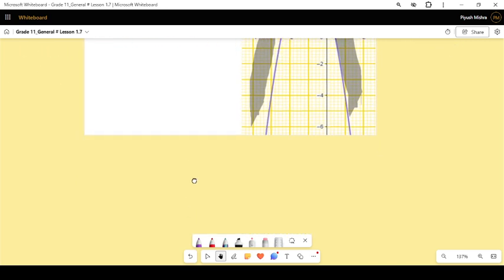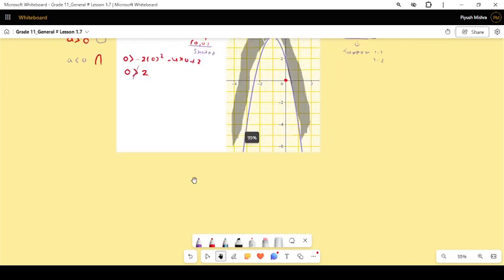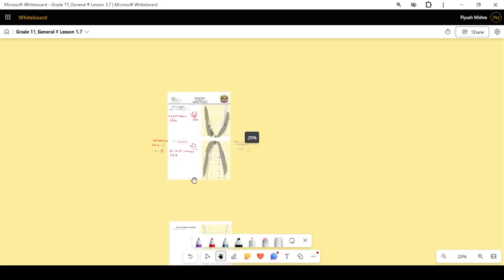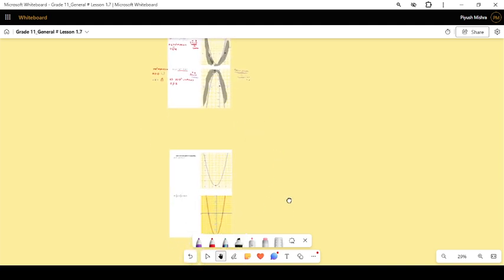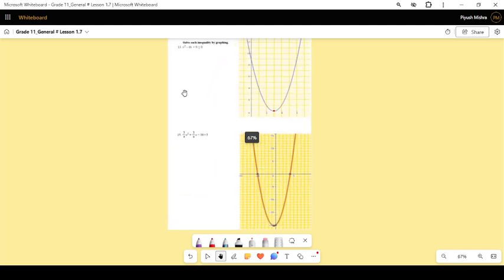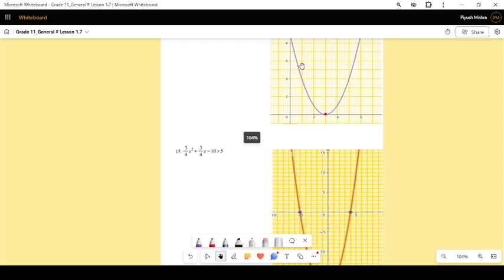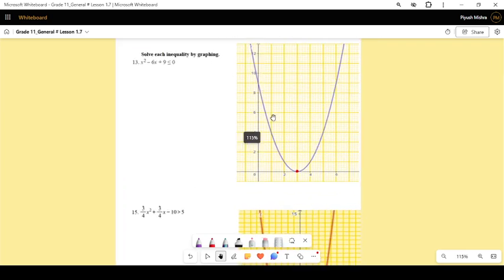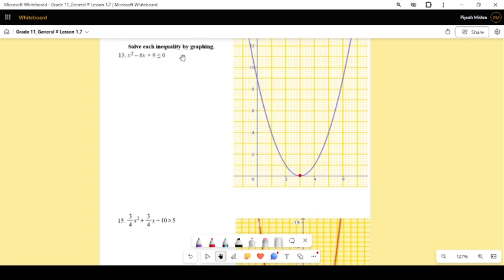Have a look. Just give me a minute. So in the next question, how are we going to do it? This time it is telling us to solve. We have to do not only the graph but also solve. The graph I have already done for you here. Now I am going to solve.